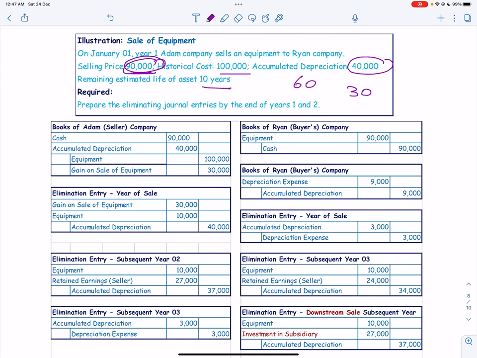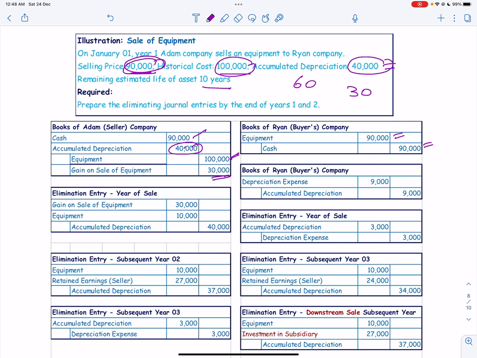Let us look into the journal entries, and we will start with the seller's company, that is Adam's company. So Adam is going to receive cash 90,000, and equipment will be credited by 100,000. Accumulated depreciation is to be debited by 40,000, and the gain on sale of equipment will be credited by 30,000. The journal entry in the books of buyer will be equipment is going to be debited for 90 and cash is going to be credited by 90.